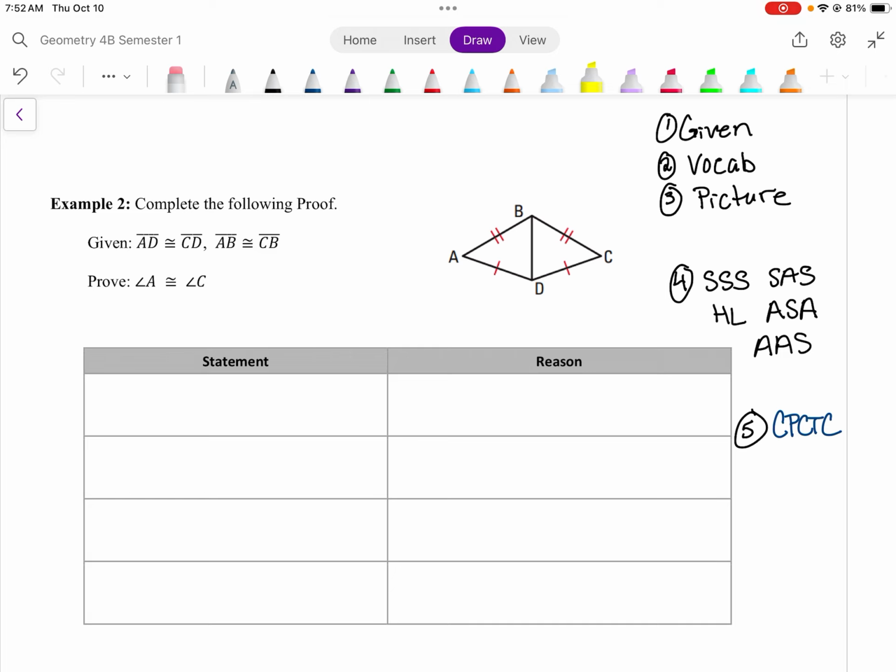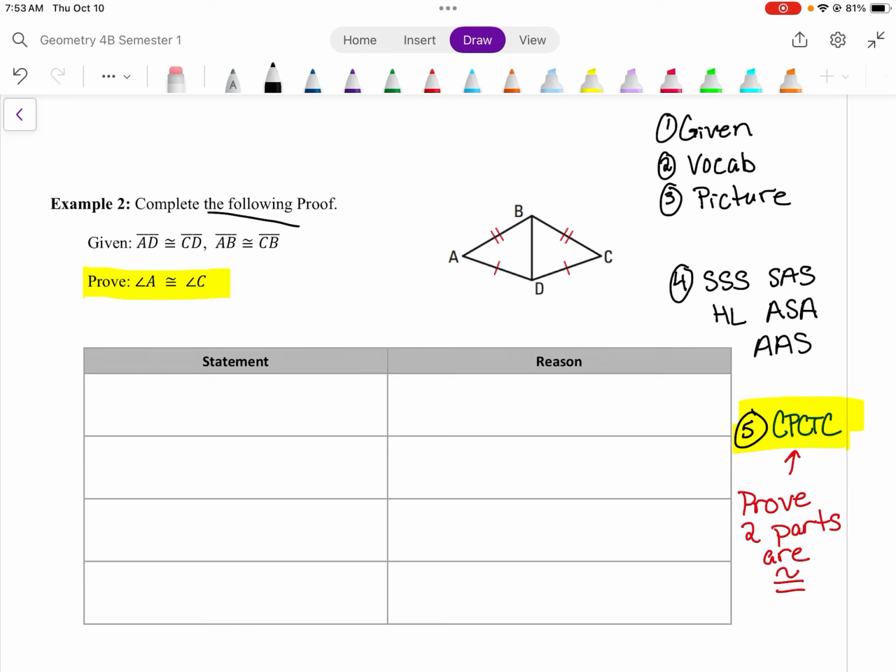You will know that you need to use CPCTC in your proof as the last step when you're trying to prove 2 parts congruent to each other. So we don't need this if we're trying to just prove the triangles are congruent, only when you are proving 2 parts are congruent. Okay, so in this proof, they want us to prove angle A and C are congruent to each other. In order to do that, first we're going to show the triangles are congruent, then we can use CPCTC.